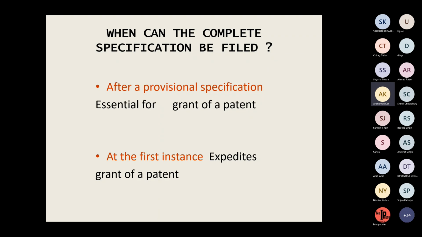At the first instance, it expedites the grant of a patent. So if you file the complete specification first, without going for a provisional one, and directly file the complete one, obviously the process of grant is expedited because that 12 months is deducted from the whole process. So it totally depends on where you are, at what stage you are in the invention, and what risk you encounter from the industry. The next slide.